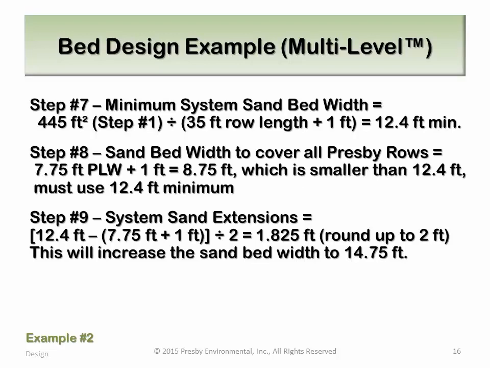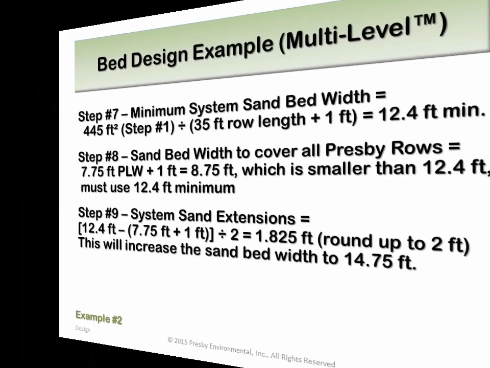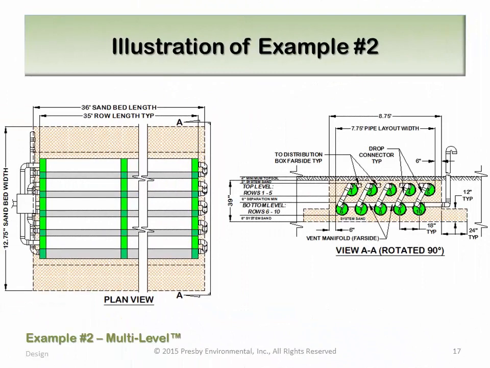Now let's take a detailed look at an illustration of this design. The first thing you'll notice is there are 2 levels of Presby pipe. You'll also notice the upper level rows are placed so that the liquid leaving them will fall between the lower level rows. This system also uses 5 serial sections, even though only 2 were required. The reason for that is so that we can feed all the upper level rows before connecting to the lower level rows. A vent manifold connects the ends of all the serial sections in the lower level.